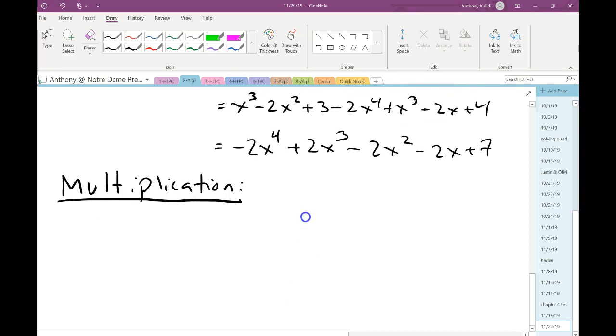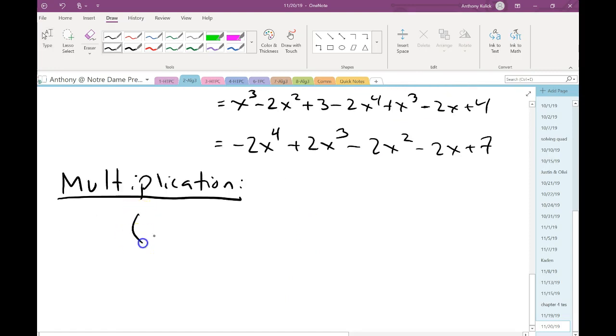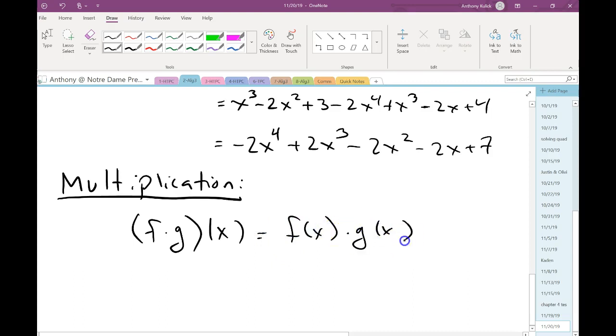So if we want to do multiplication, if I do f times g of x, that's the same thing as f of x times g of x.